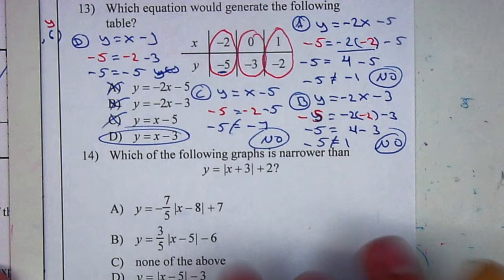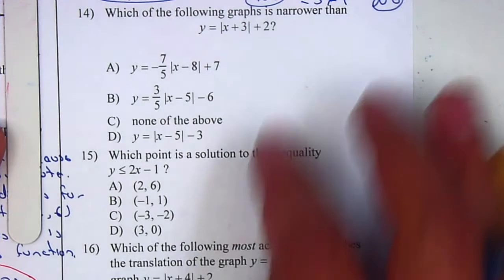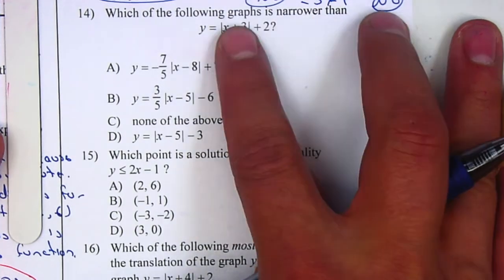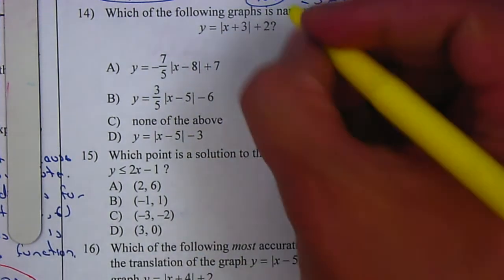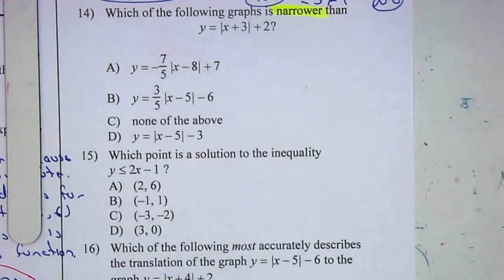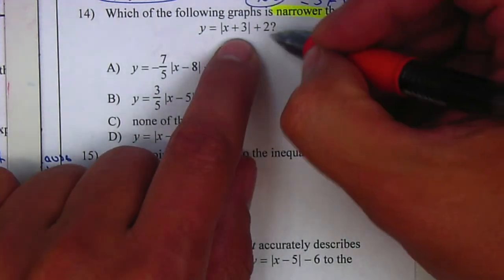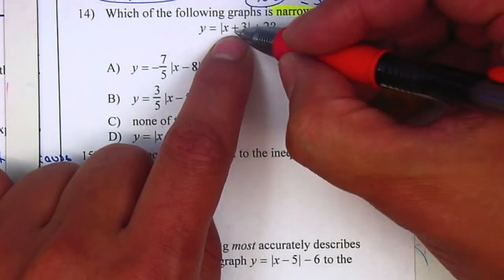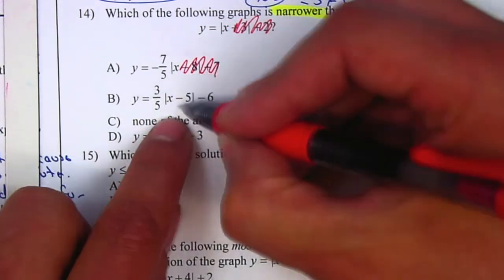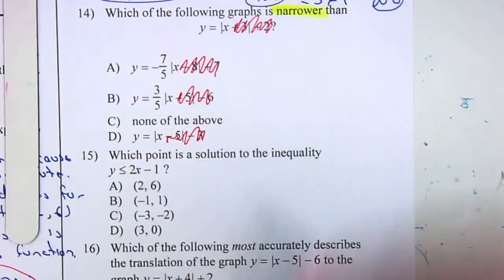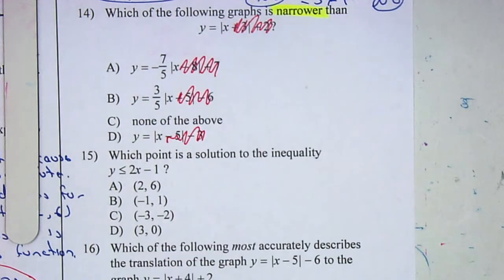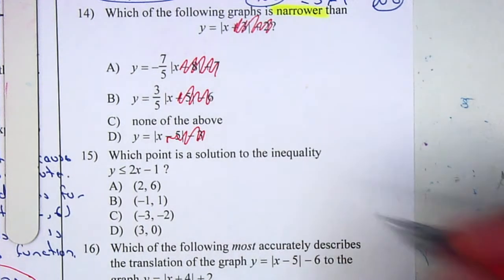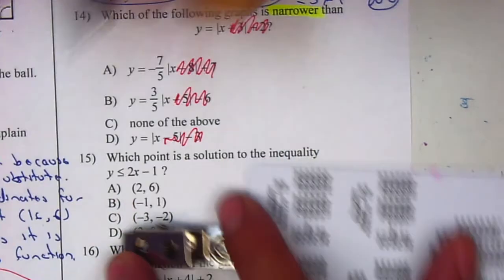Problem number 14. Which of the following graphs is narrower than this one? Highlight the keyword narrow. Now remember, I'm not concerned where the location of the graph is, where the h and the k will tell you the location. I'm going to cross that out. I'm only concerned whether it is wider or narrower. I'm going to make a little graph here, as we did in class. It's a very quick process.